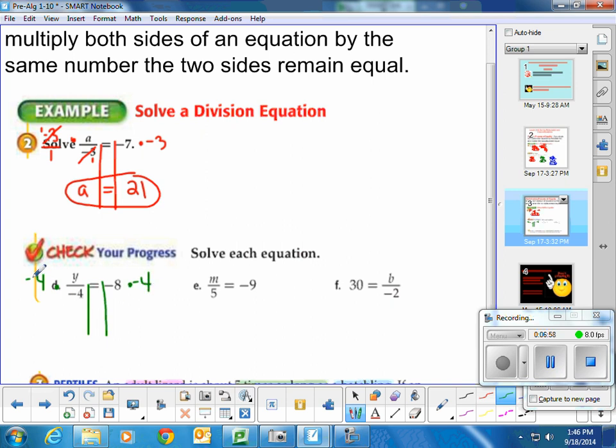These negative 4's will become 1's, and 1 times y is just y. And on the right side, a negative 8 times a negative 4 is a positive 32. You can check your work by plugging that back in. 32 divided by negative 4 equals negative 8.